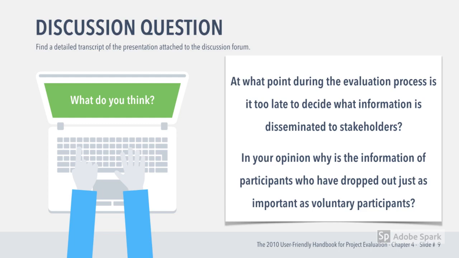Now we want to know what you think. At what point during the evaluation process is it too late to decide what information is disseminated to the stakeholders? In your opinion, why is the information of the participants who have dropped out just as important as voluntary participants?